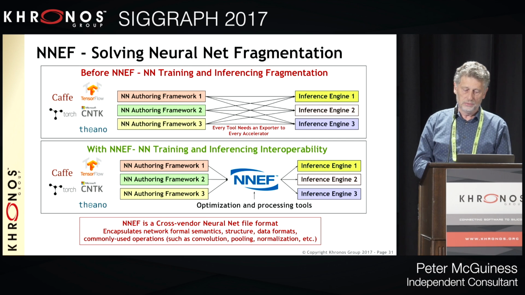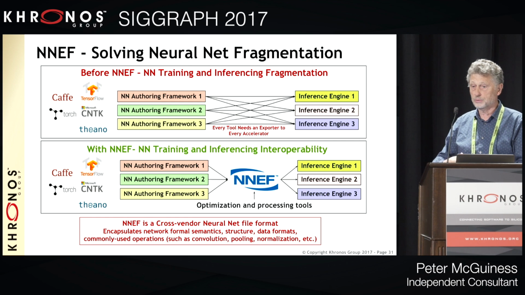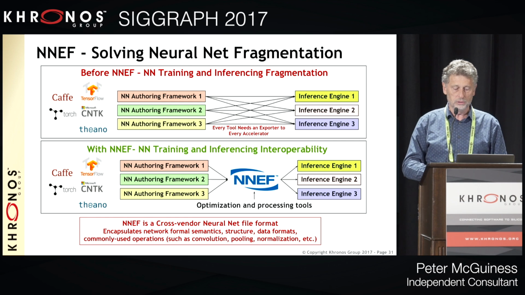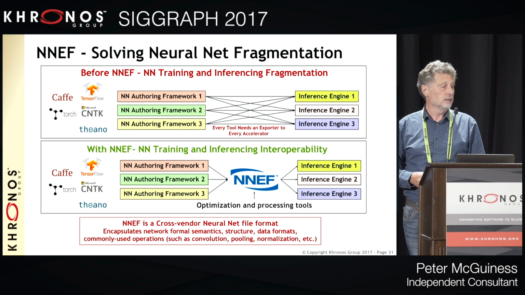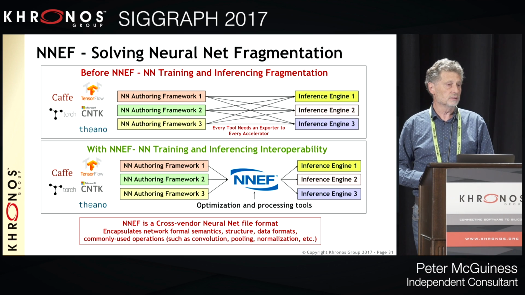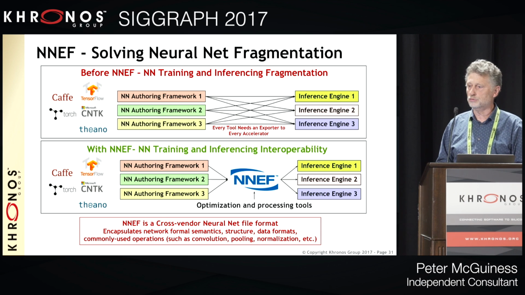So it's written down there in red. It's a cross-vendor neural net file format which encapsulates some semantics for describing your network. It can describe the structure of the net, and it also carries the parameters in the same format. So you've got everything that you need to implement in your inference.